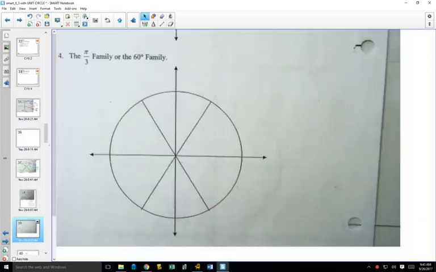And so finally, our last family has to do with these coordinates on the unit circle, where all the reference angles are 60 degrees, or pi over 3.